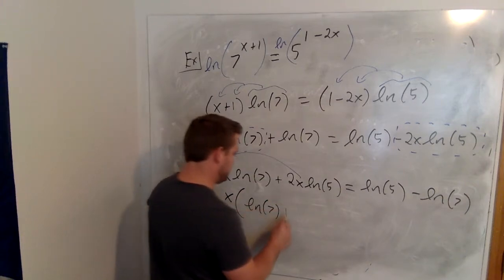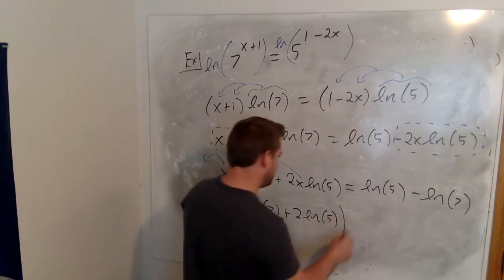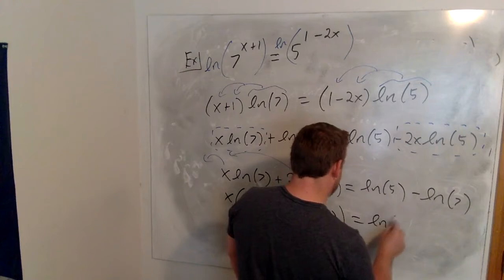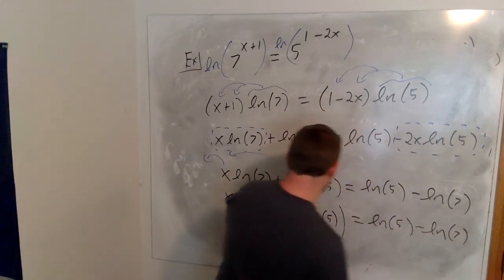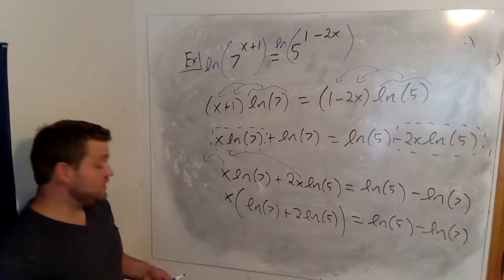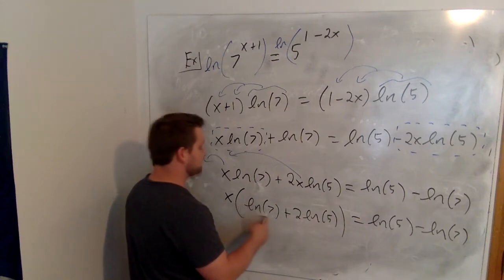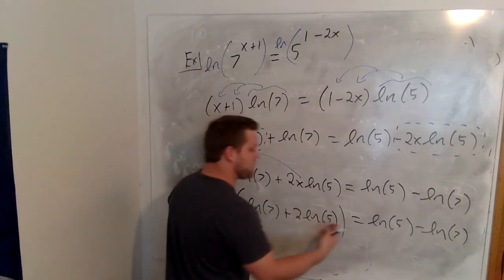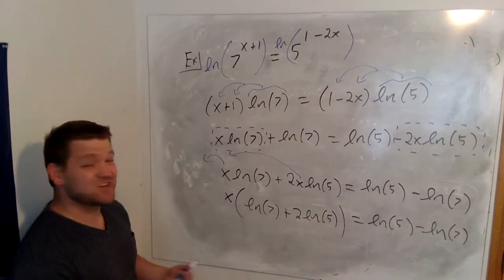The natural log of 7 plus 2 times the natural log of 5 is going to be equal to the natural log of 5 minus the natural log of 7. Okay. We could finish the job by dividing both sides by the natural log of 7 plus 2 times the natural log of 5. Now, you don't have to do this next step, but I just think it's going to make everything look a lot nicer.